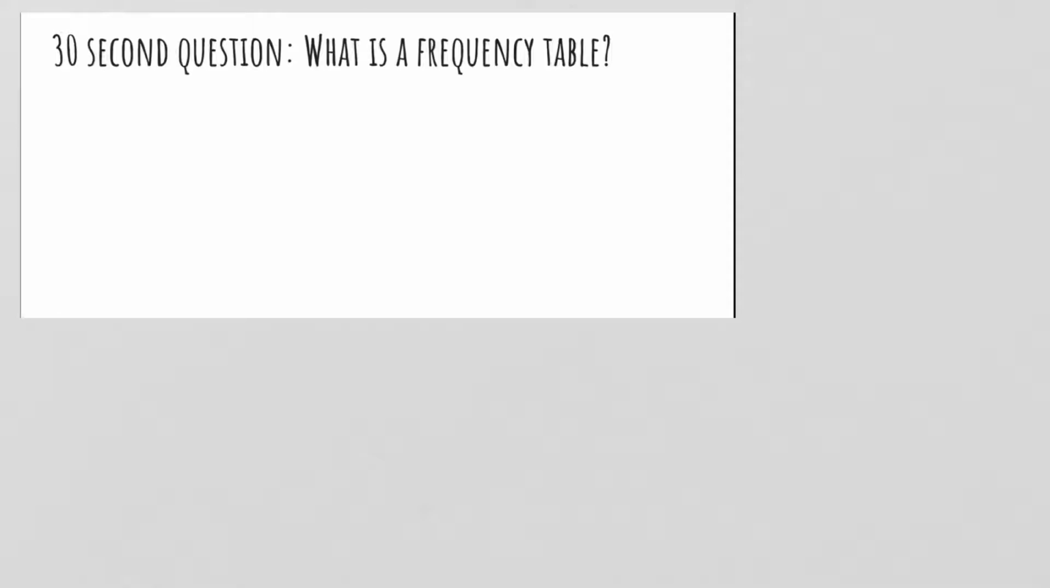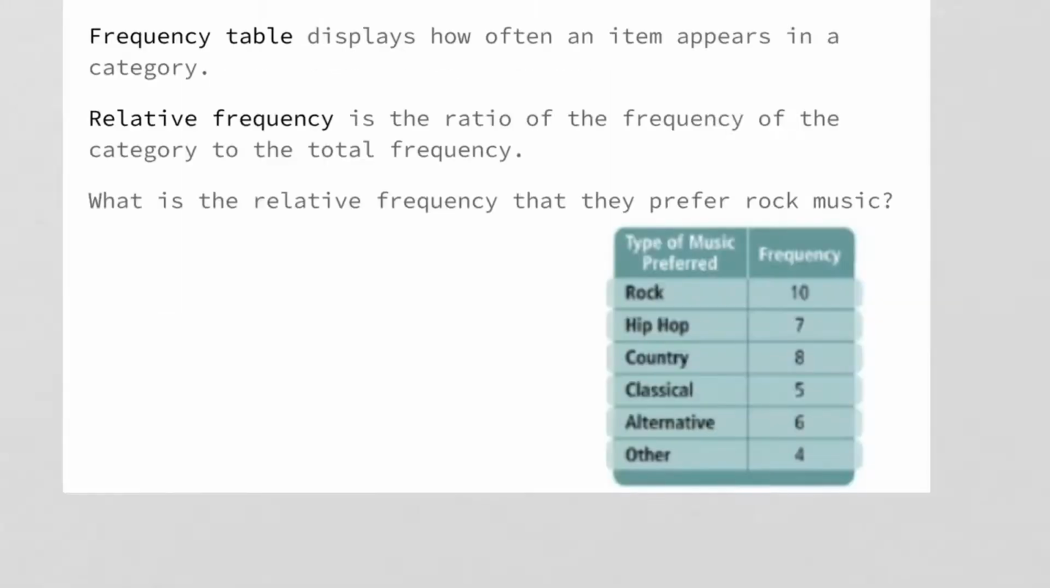All right, so we're going to start with ELR 13.2. First question I want you to think about for 30 seconds is: what is a frequency table? Okay, a frequency table displays how often an item appears in a category.